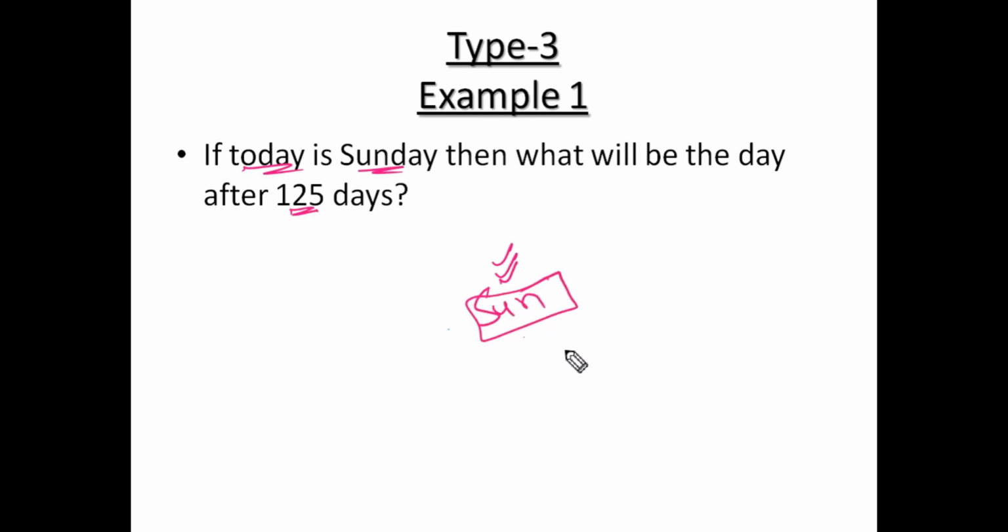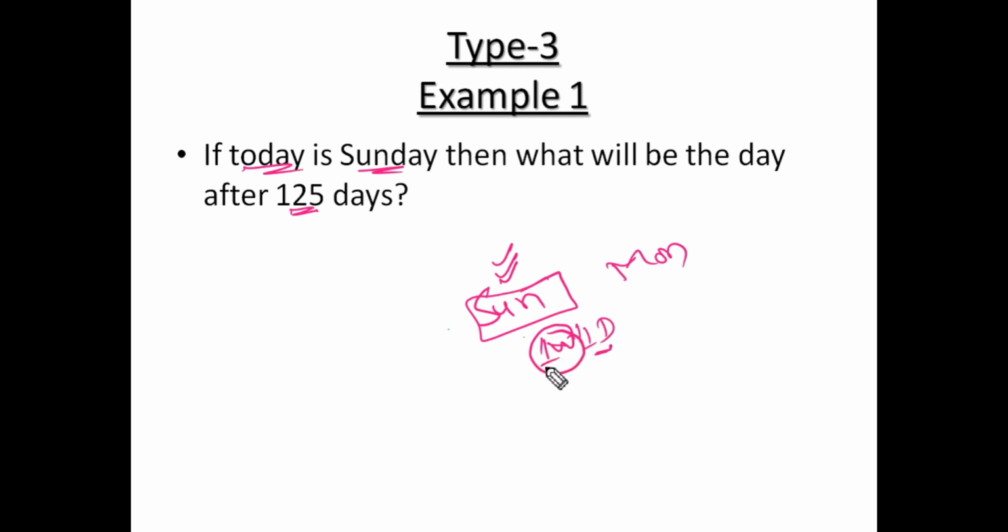But if my question is, if today is Sunday, what will be the day after 1 week and 1 day? Yes, this 1 week will give Sunday only, but this 1 day will affect it. This 1 day will move forward. Sunday plus 1 day is Monday. Then it will be Monday in that case.